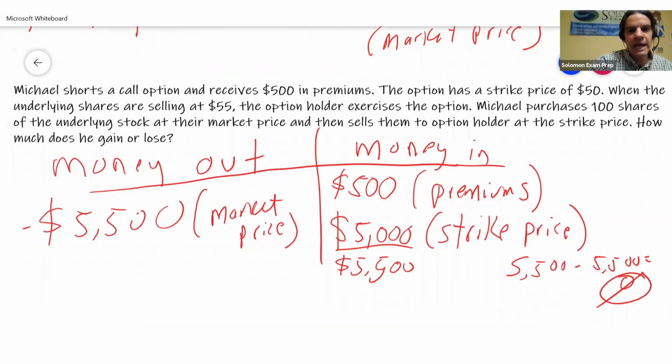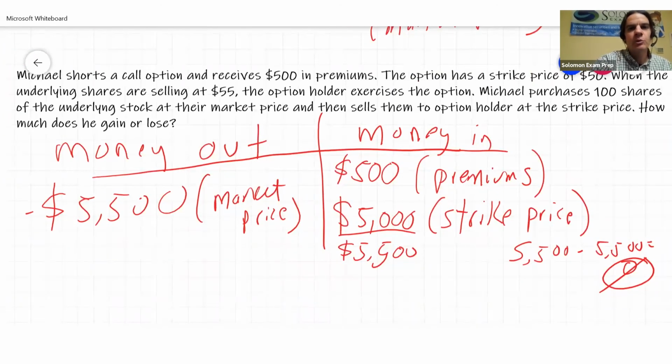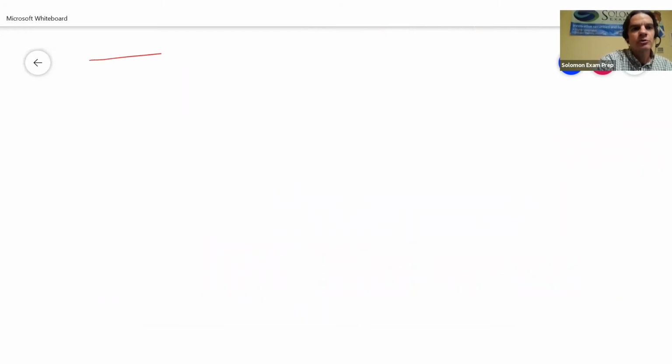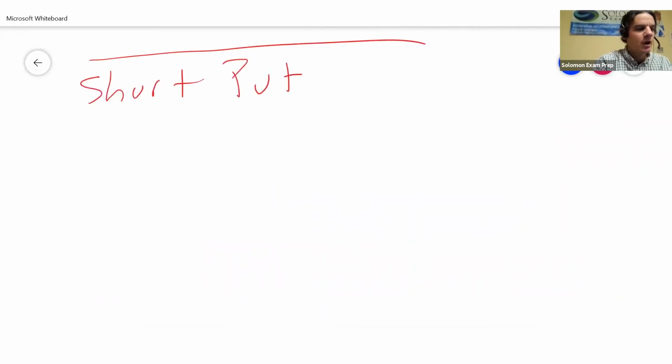All right, last thing to look at now. Let's look at what happens when somebody shorts a put option. So a short put option. When somebody shorts a put option, it means they sell that option to the option holder. The option seller takes in the premium.